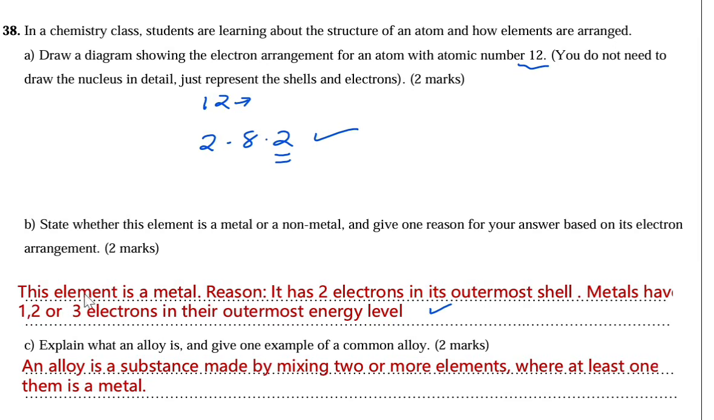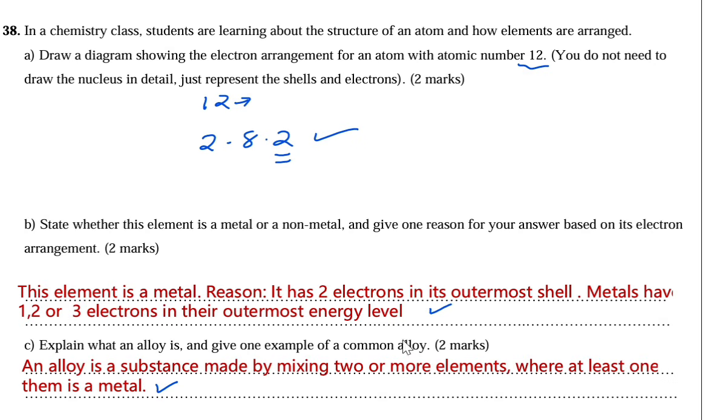We continue with the question number C. Explain what an alloy is and give one example of a common alloy. So explain what is an alloy and give an example. So we know that an alloy is a substance made by mixing 2 or more elements where at least one of them is a metal. So that is the meaning of an alloy. So an alloy, we have 2 or more substances which are mixed together, and one of them is a metal.